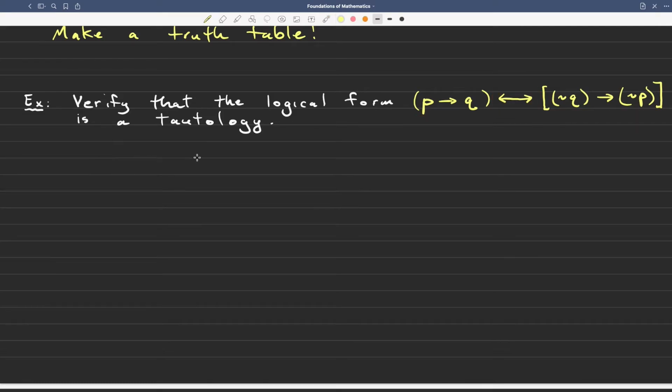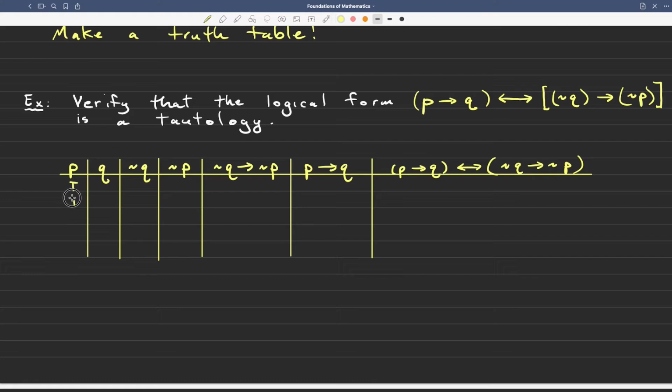We can do that with a truth table. So we just go, well, there's 2 variables here. So we've got P, Q, and we're going to need not Q, and we're going to need not P, and then we're going to need not Q implies not P. We also need P implies Q. And then for the grand finale, we can connect those last 2 columns up with an if and only if. So we'd have P implies Q, if and only if, not Q implies not P.